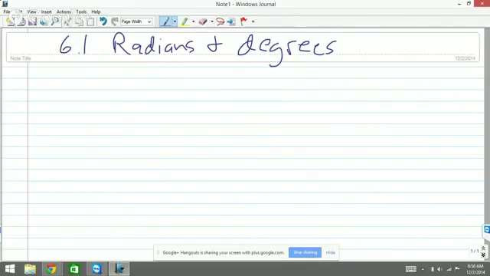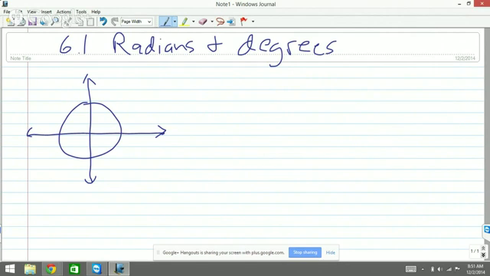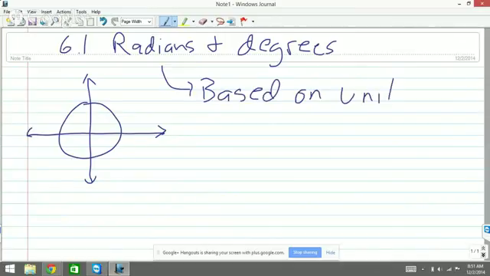Okay, we need a real number system. So it's called radians, right? Radians are based on, guess what? The unit circle. Yay! Okay, fingers do not work very well for me on these. Oh well. Okay, what's the radius of the unit circle?